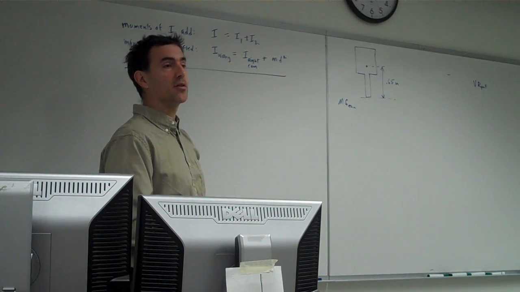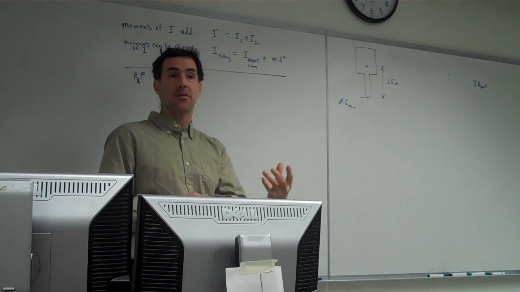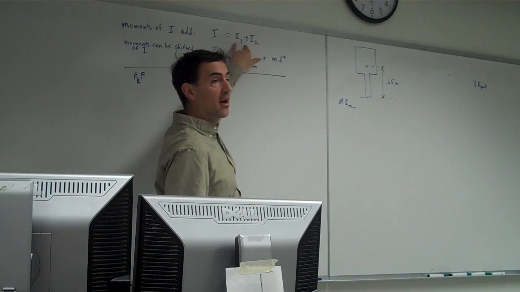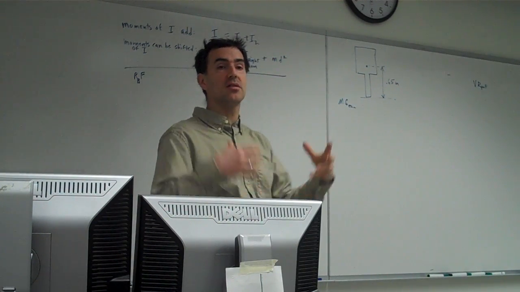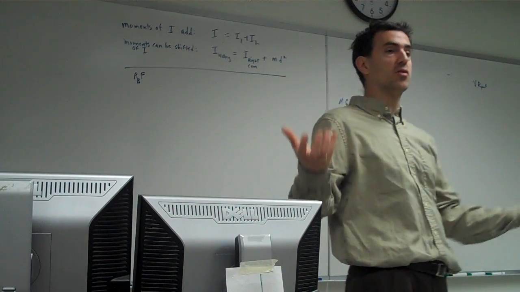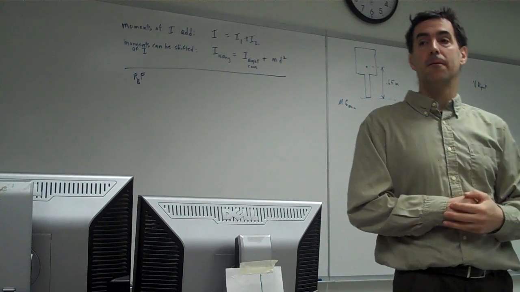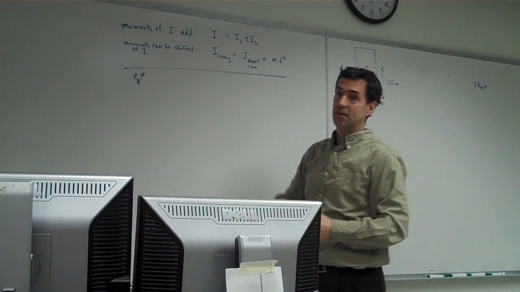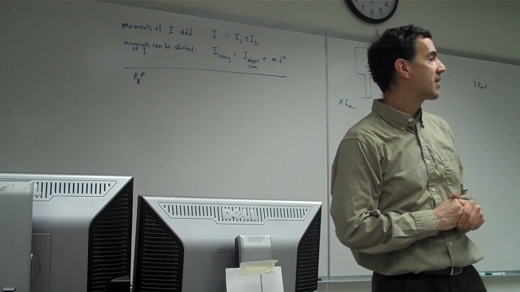Figure out the moment of inertia about the center of mass due to one chunk, the moment of inertia about the center of mass due to a second chunk, and the total moment of inertia would be those two chunks added together. Okay. Second, there's something called the parallel axis theorem.